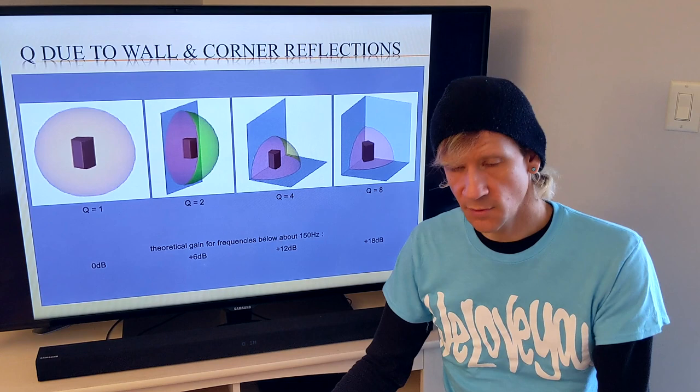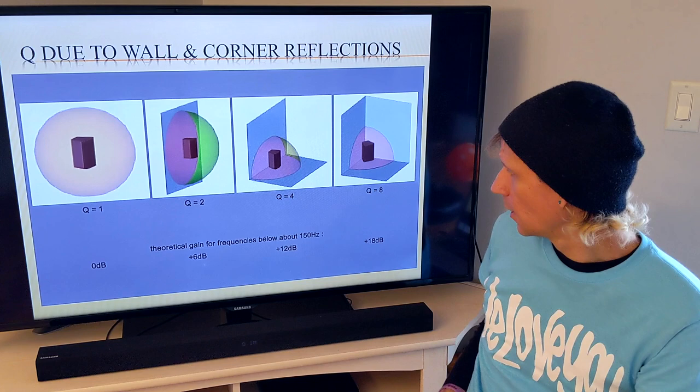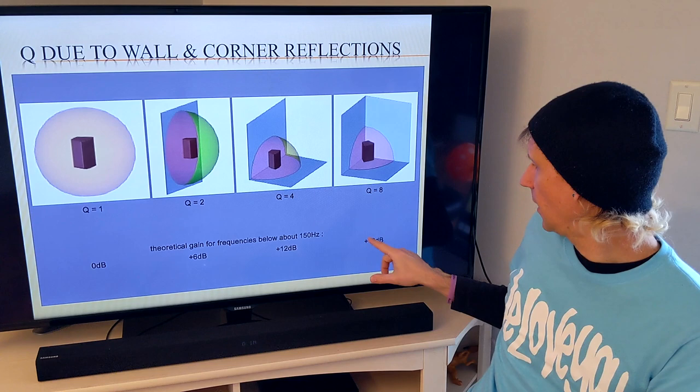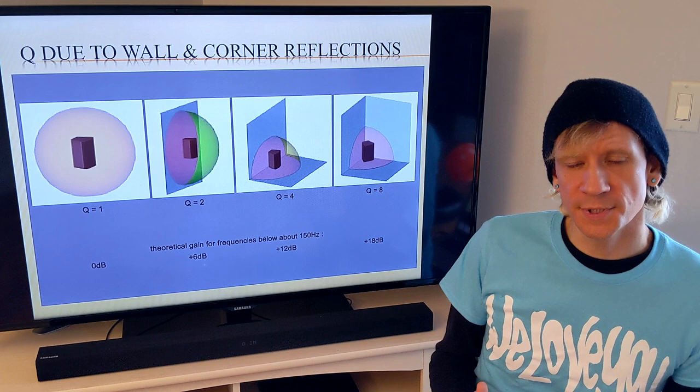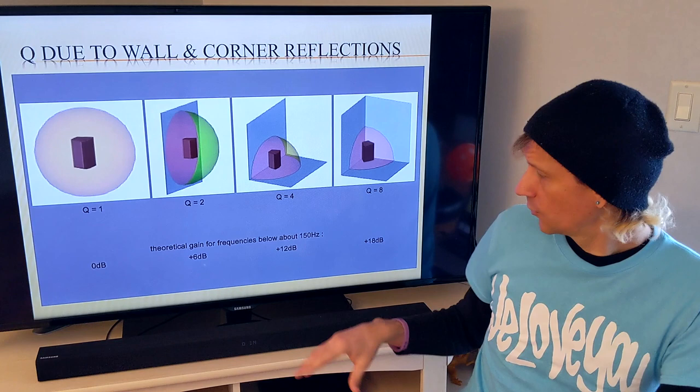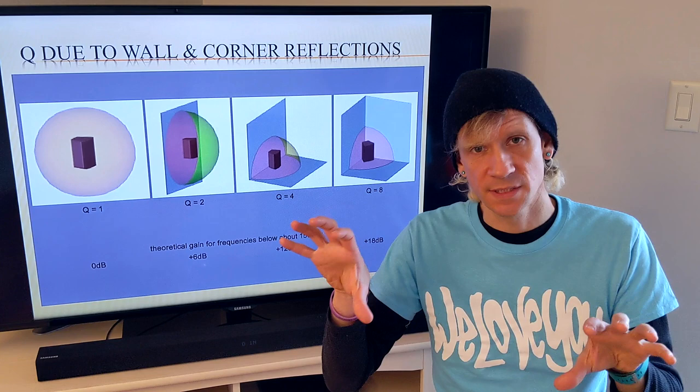When we place that against two walls, we have a Q of four and we get a 12 decibel increase in frequencies below 150 hertz. And when we place that in a three wall corner, we get a Q of eight and about an 18 decibel increase. That's one reason why it's a bad idea if you have your studio monitors set up with one speaker in a corner and one that's not. Then you're getting an additional 6 decibel boost of frequencies, roughly around 150 hertz and below, based on the directivity or the Q factor of what's happening there.